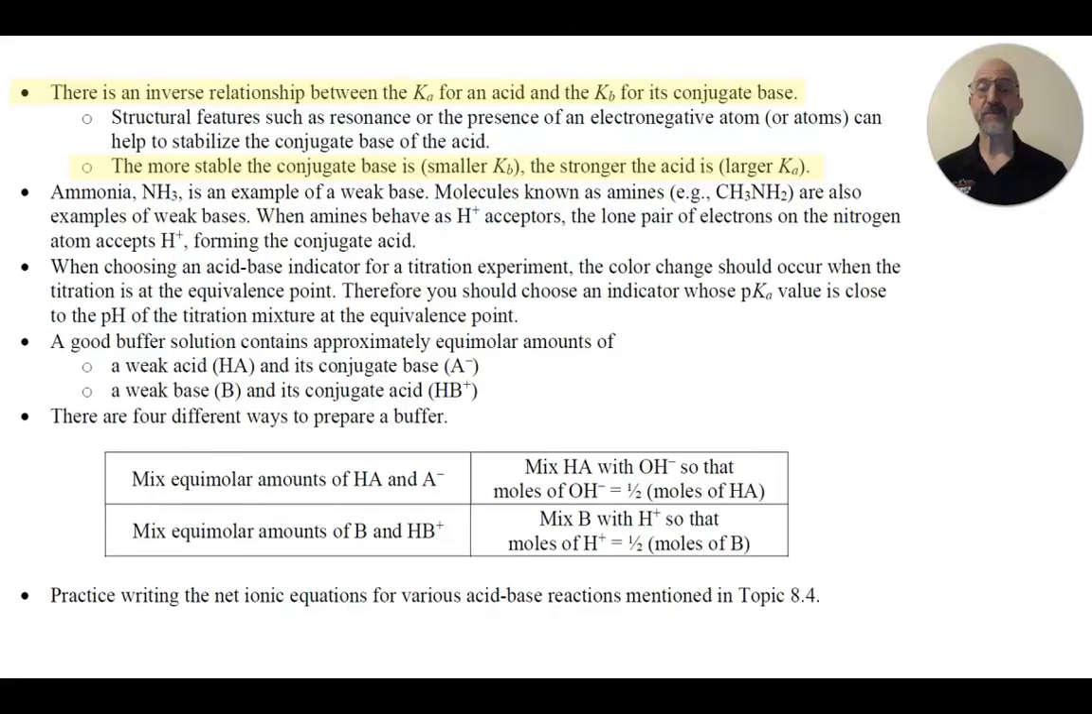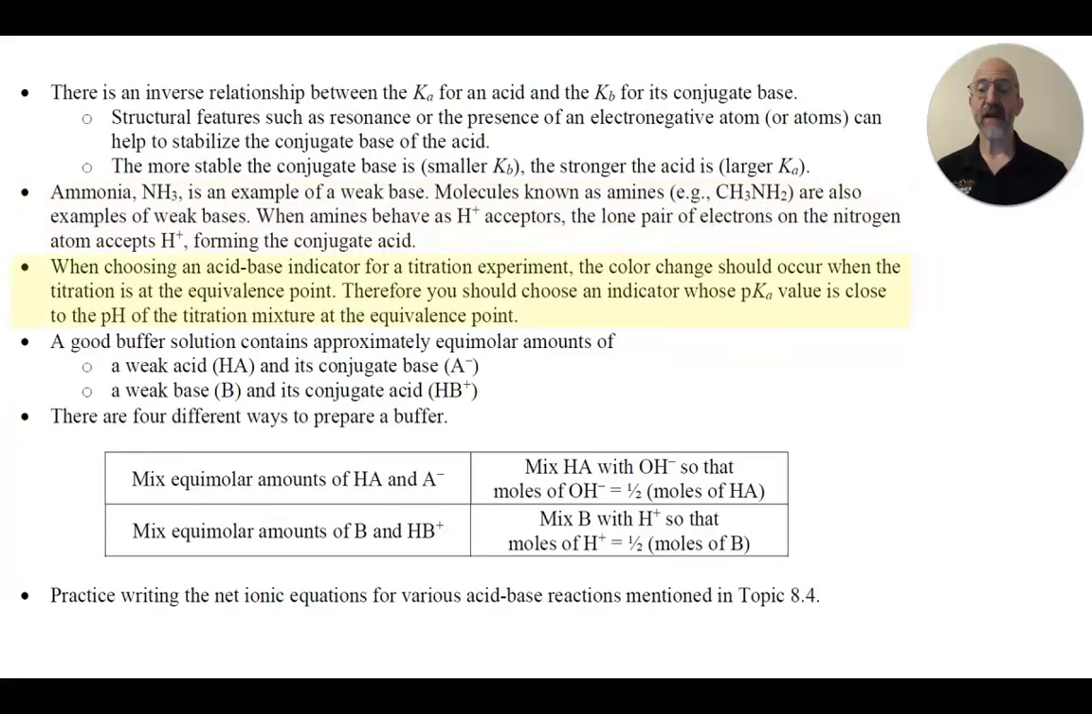And my next piece of advice is that ammonia, NH3, is an example of a weak base. Molecules known as amines, so for example, methylamine, CH3NH2, which we saw earlier in this lesson, these are examples of weak bases. So when amines behave as H+ or proton acceptors, the lone pair of electrons on the nitrogen atom accepts H+, forming the conjugate acid.